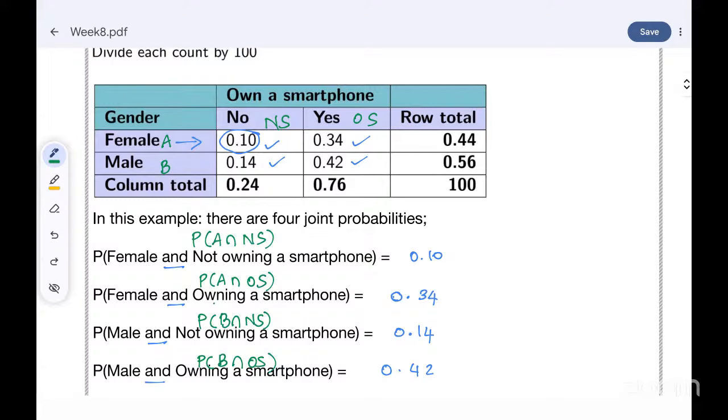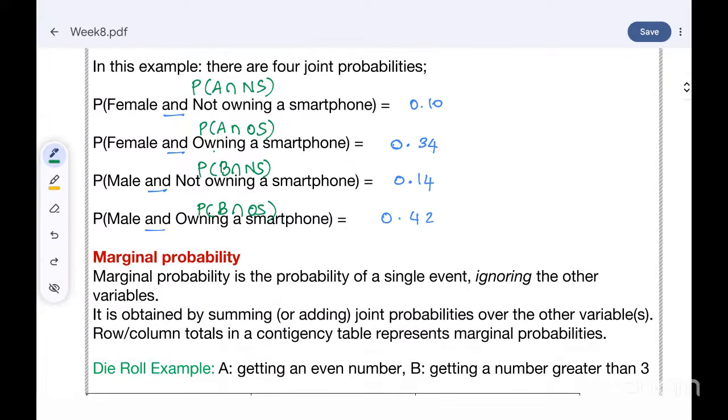Okay. All right. So the next one is marginal probability. Just like the name marginal, you can guess that earlier, joint probability meant it is representing something together, right? Now marginal means something should be there in the margin, but which margin? Okay, let's try to understand. Marginal probability is the probability of a single event, ignoring the other variables. What does this mean? It is obtained by summing or adding joint probabilities over the other variables.